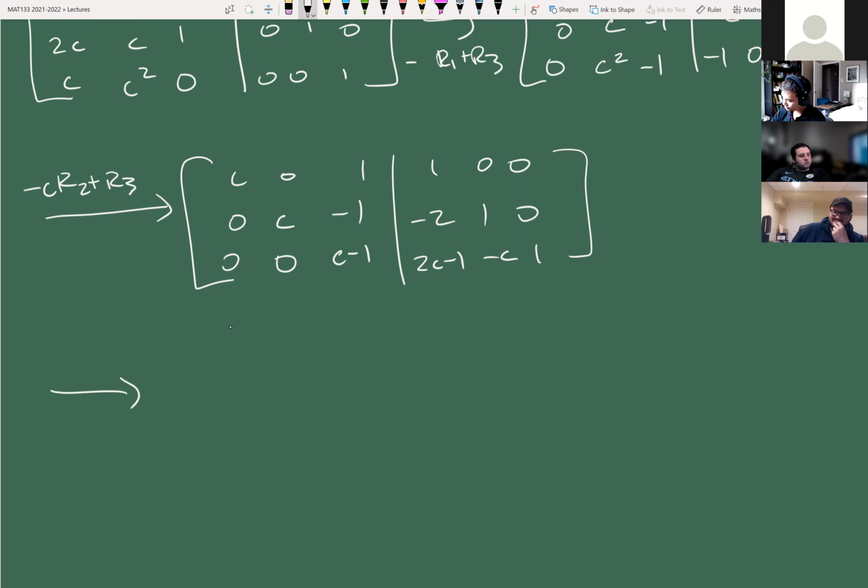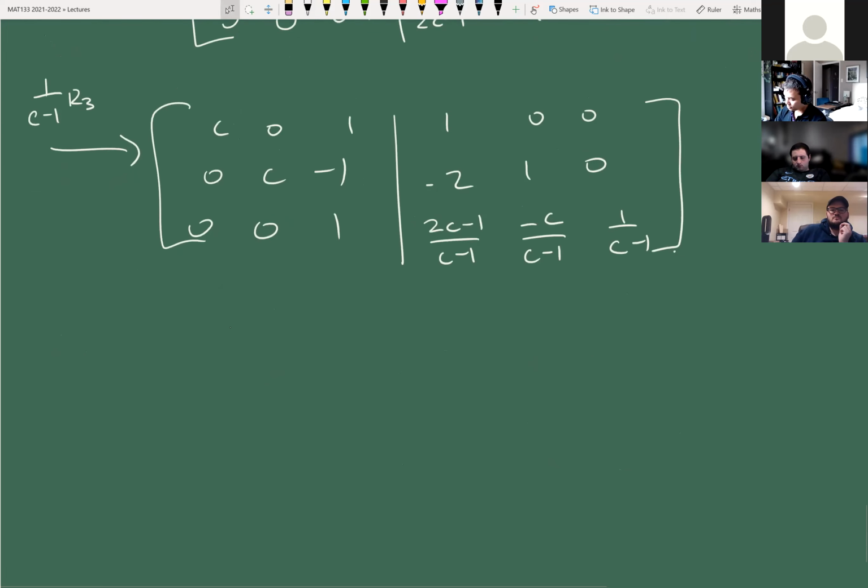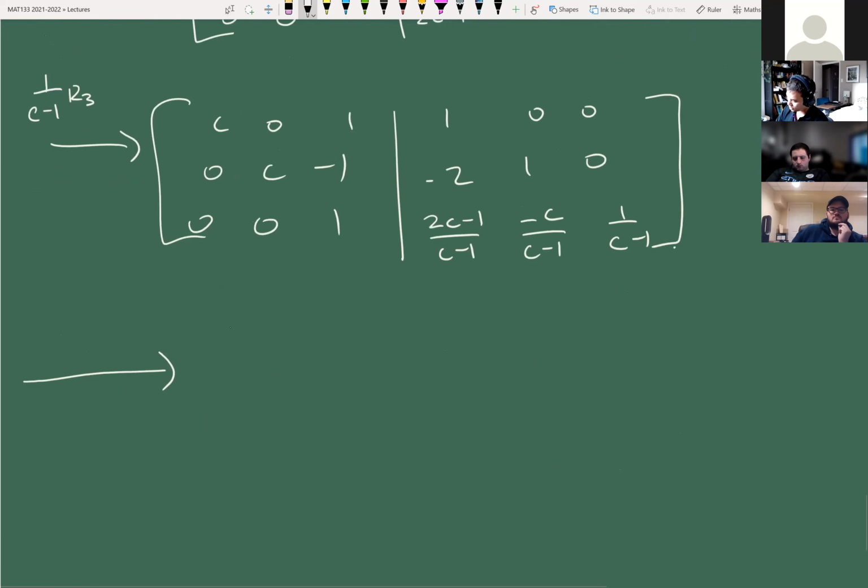So let's just do 1 over C minus 1. Let's scale that row. Negative 1 0 0 1, 1 0 0 negative 2 1 0. So I get 2C minus 1 divided by C minus 1, negative C over C minus 1, 1 over C minus 1. Right? And then I'm just about done. Really, just 2 more steps. So we're going to do row 3 plus row 2, and then negative row 3 plus row 1. So that will give me the identity.